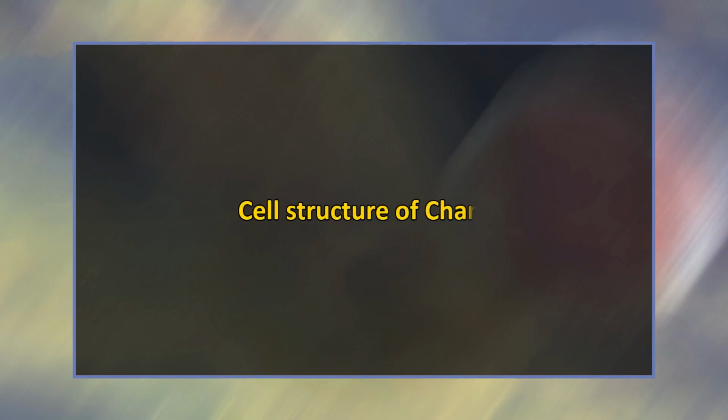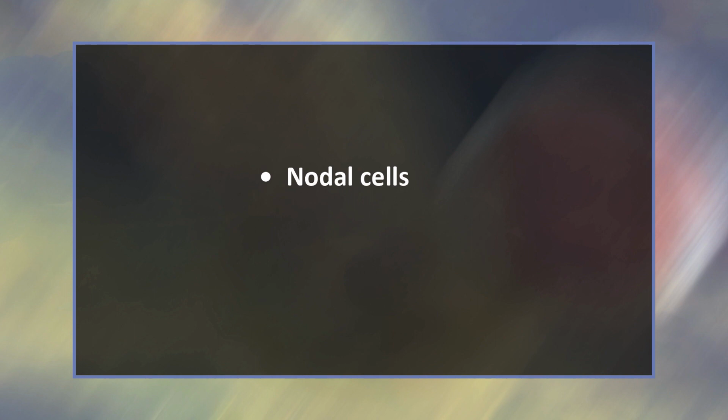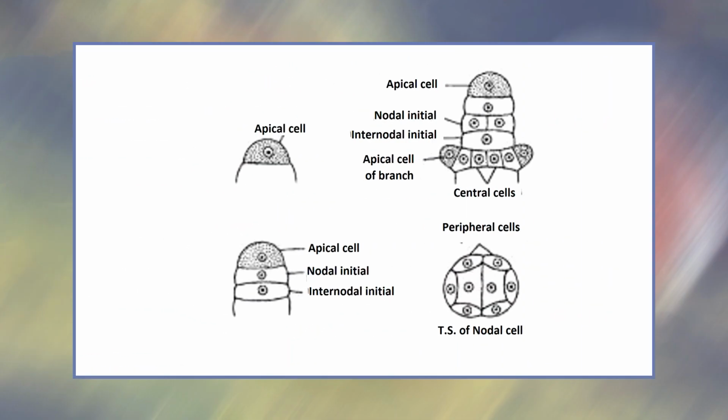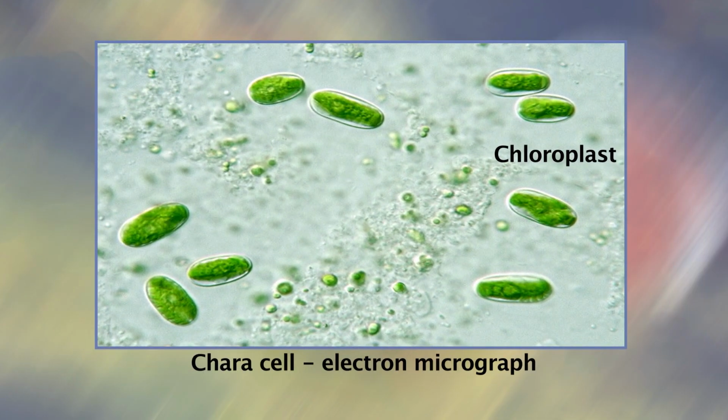Now coming to the cell structure of Chara. The main axis of Chara consists of mainly two types of cells. Number 1, nodal cells. Number 2, internodal cells. The nodal cells are smaller in size and isodiametric. The cells are dense, cytoplasmic with few small ellipsoidal chloroplasts.